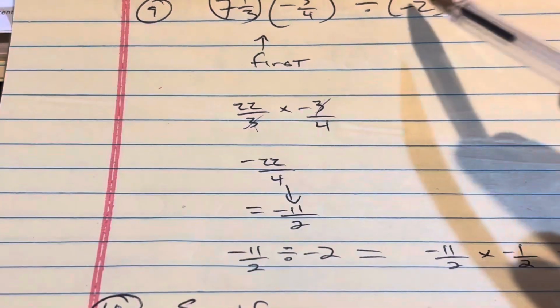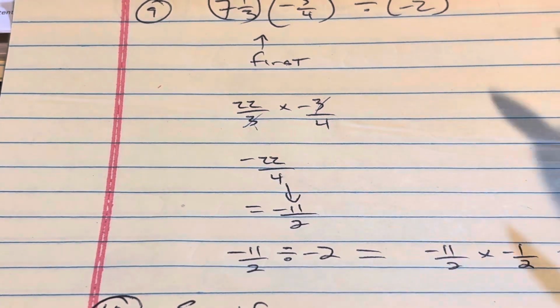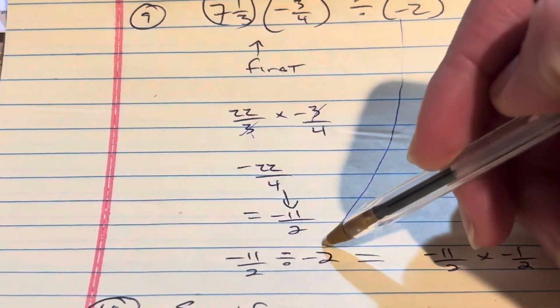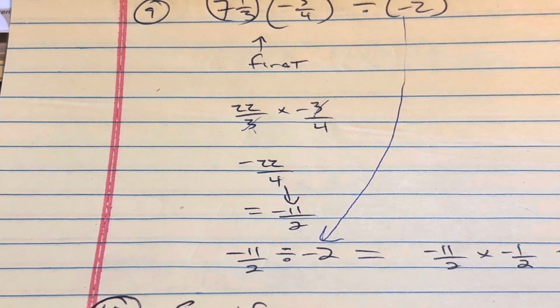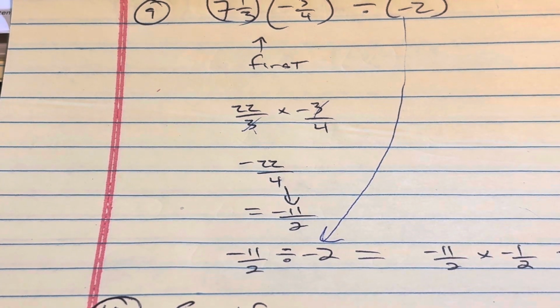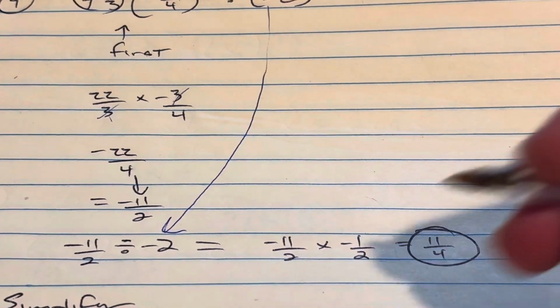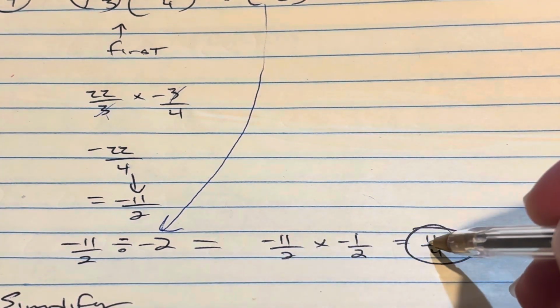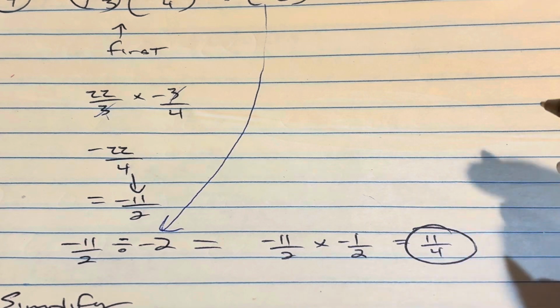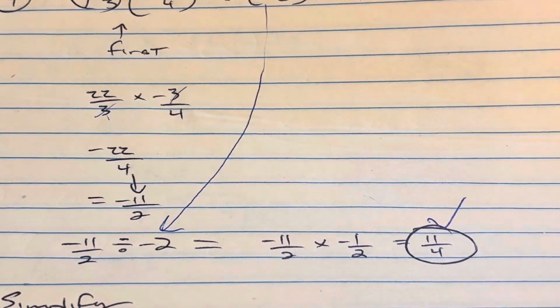Now I can bring down this divide by negative 2. When I divide by negative 2, I'm multiplying by the reciprocal. So the reciprocal of negative 2 is negative 1 over 2. Reciprocals have the same sign. All right, so negative times a negative is a positive. 11 times 1 up top is 11. 2 times 2 down below is 4. 11 over 4.